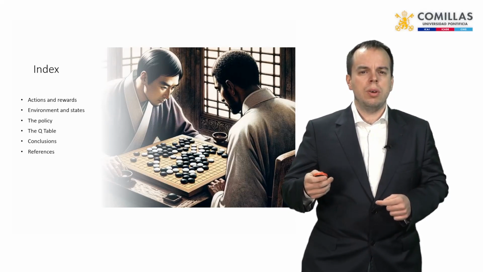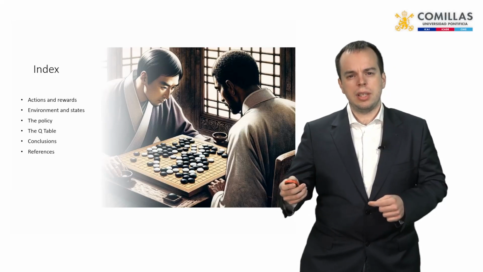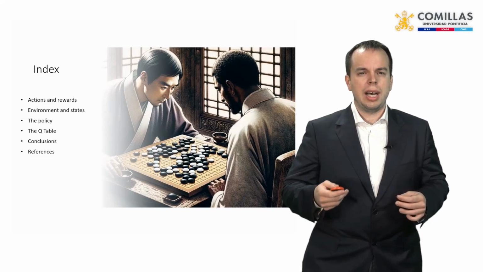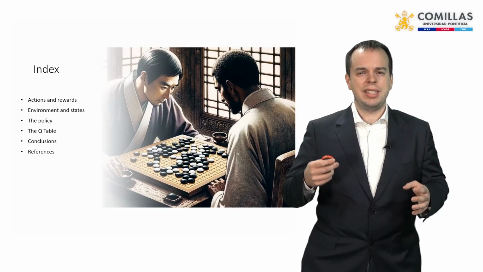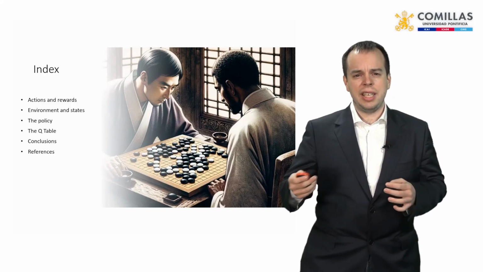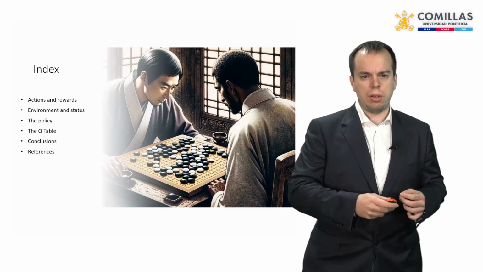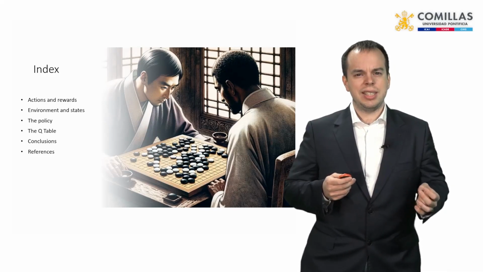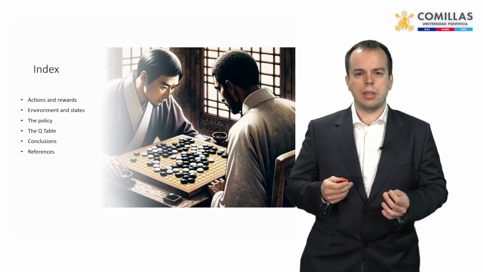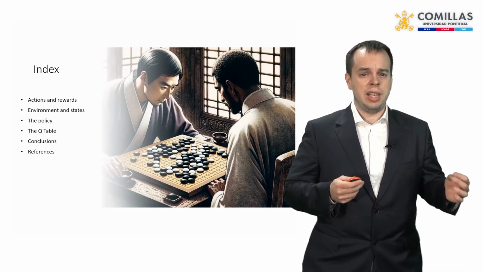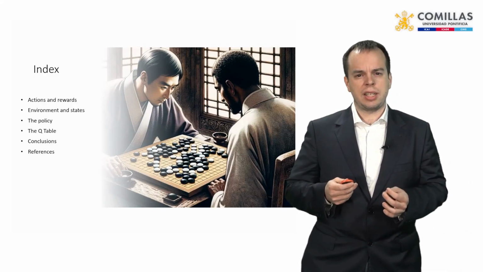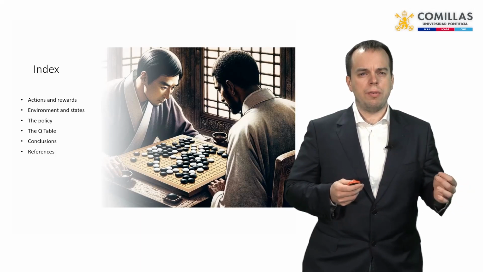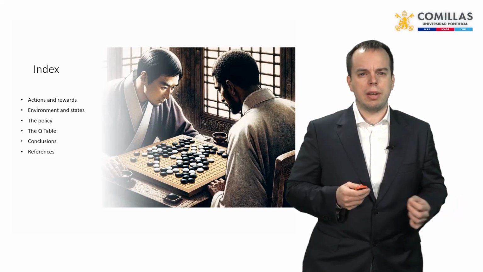Our discussion will then move to the environment and the states, the settings in which reinforcement learning takes place. Understanding these concepts is key to grasping how agents perceive and interact with the world. Autonomous agents work with a policy. The policy is a critical component of reinforcement learning. It's the strategy that an agent employs to determine its actions. We'll examine how policies are developed and refined in the context of reinforcement learning.